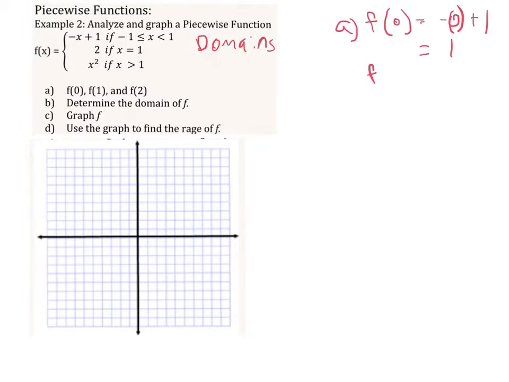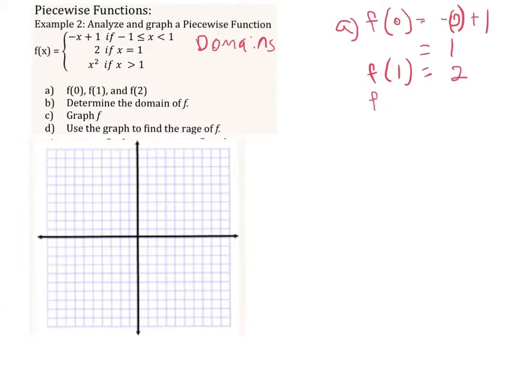F of 1, well, when you look at your functions again, that first function doesn't work because we're less than 1. We don't include 1. And the third function doesn't work because we're greater than 1, not greater than or equal to. So we can't include 1 there. The only time we can use where x equals 1 is this function right here. And we have a constant function of 2. So f of 1 equals 2.